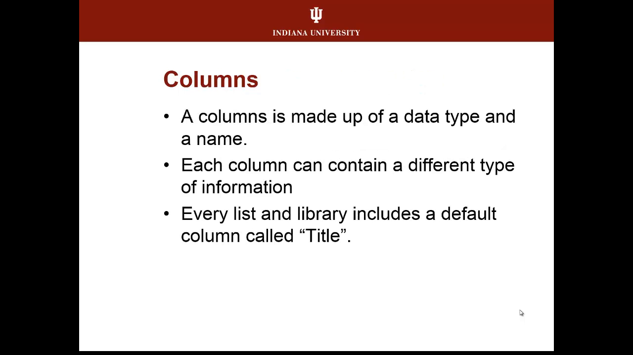So you build your SharePoint site out of lists and libraries, and those are built out of columns. Okay, so a column is made up of a data type and a name. Each column can contain a different type of information. We talked about a little bit of those earlier. Every list and library also includes a default column called title. Okay, so that title column is non-negotiable. All right, you cannot get rid of it. However, you can rename it.